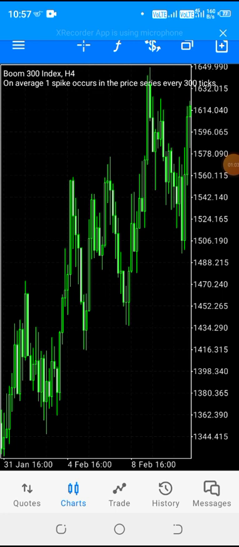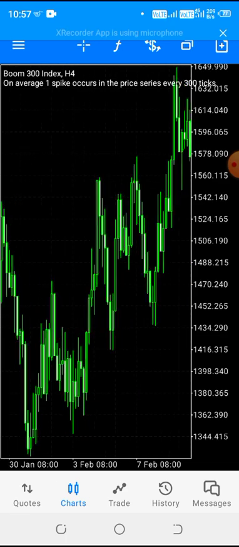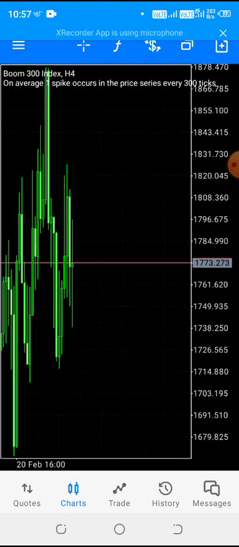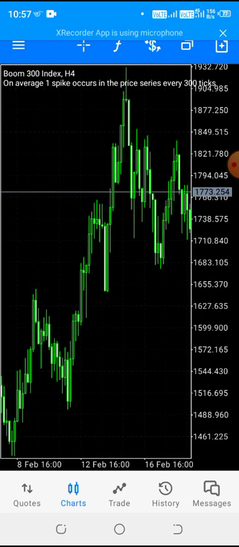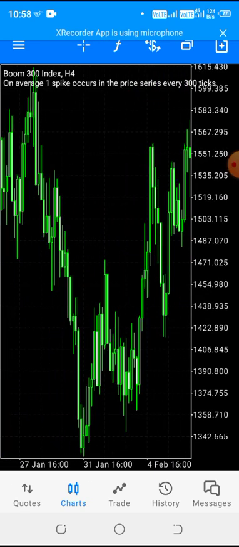The green candle is a bull or a buying candle. The white candle is a selling or a bear candle. So today, let us look at a bit of market structure so that we can know why we sell and why we buy on this market. So this is BOOM 300 H4 time frame, and we are going to start it here.